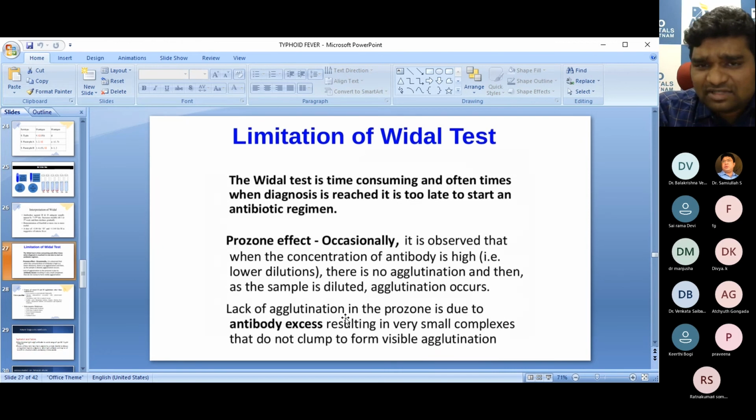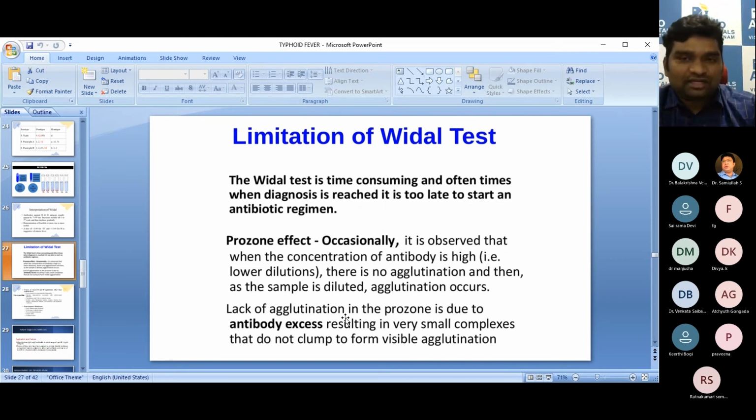Limitation. What is the limitation of the Widal test? The Widal test is limited. It is time-consuming, and the sensitivity pattern shows many false positives and false negatives. And what is the prozone effect? This is also one of the limiting factors.